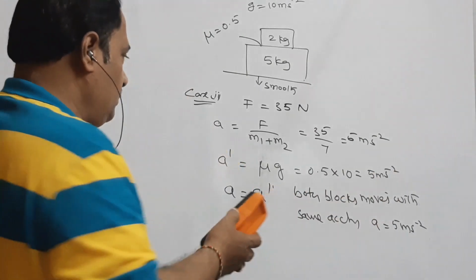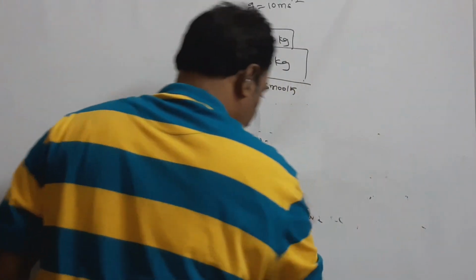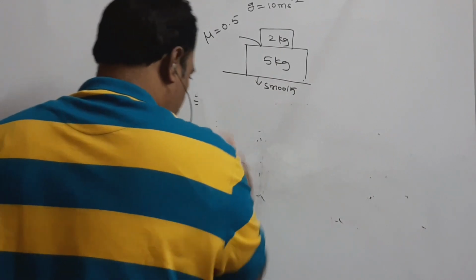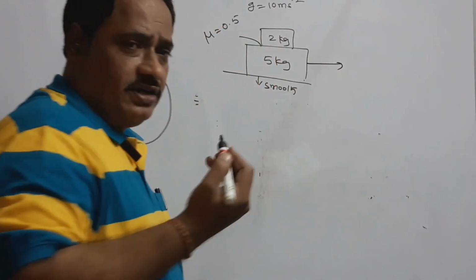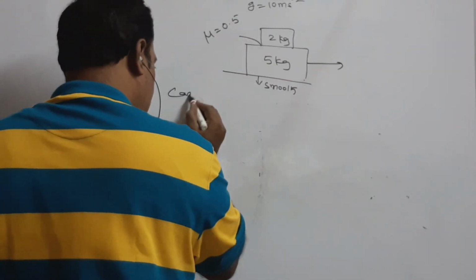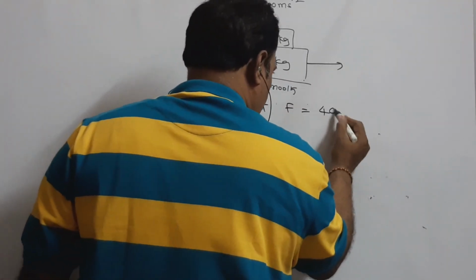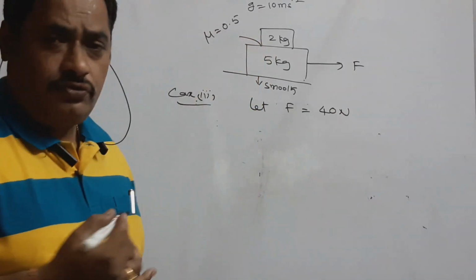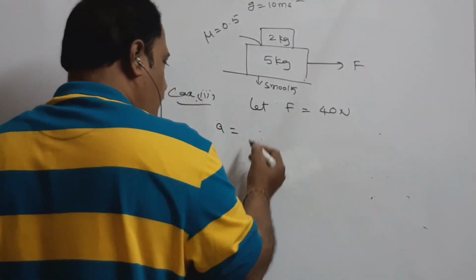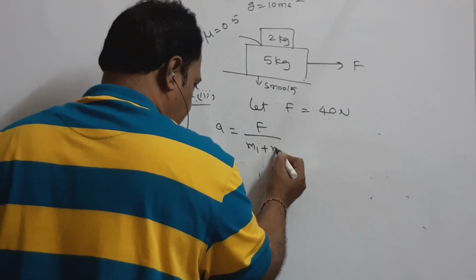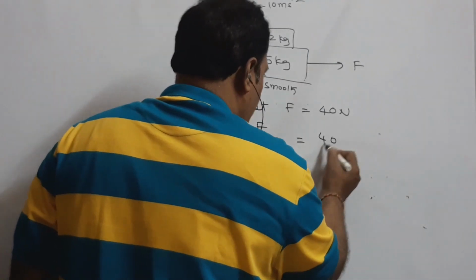Now let us go for case number 3, where I want to take the applied force applied on the lower block. That is case number 3. Let F equal 40 Newton. Take this force F equals 40 Newton. In this case, acceleration A equals F by total mass, once again m1 plus m2, which is equal to 40 by 7.